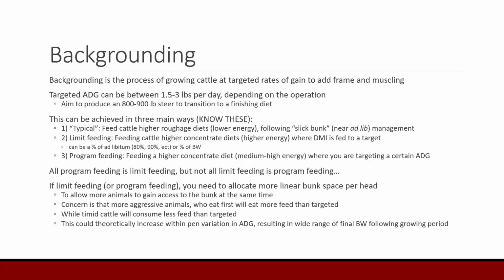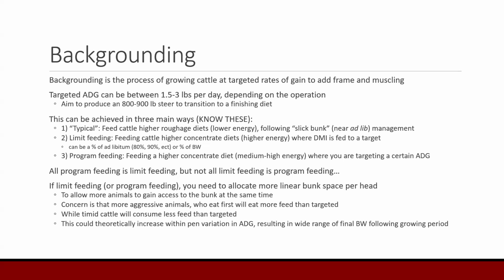Next, limit feeding. That's feeding cattle higher concentrate diets, so high energy diets, where dry matter intake is delivered at a target. So maybe we formulate a ration where that animal will gain 2 pounds a day if we feed them 80 to 90% of ad lib. But we will feed the amount of dry matter intake required by that group of animals to achieve our targeted average daily gain.